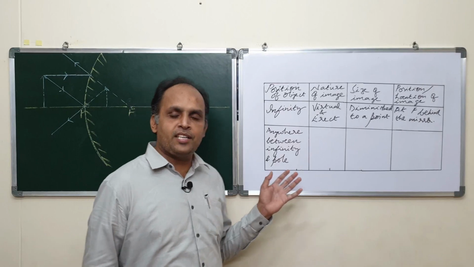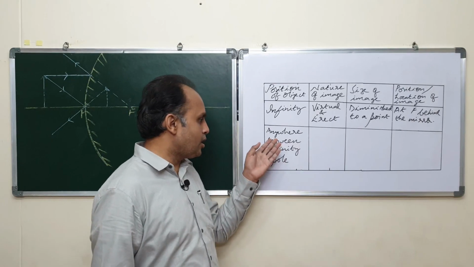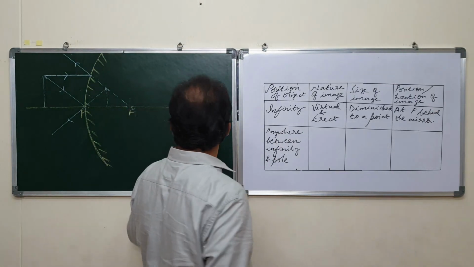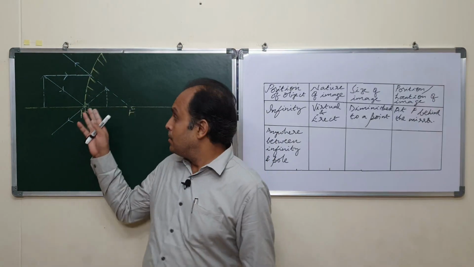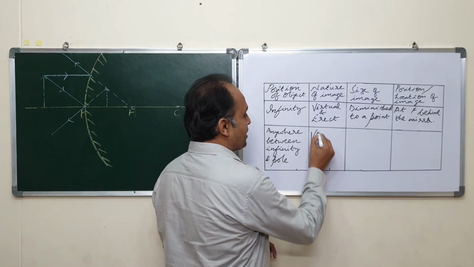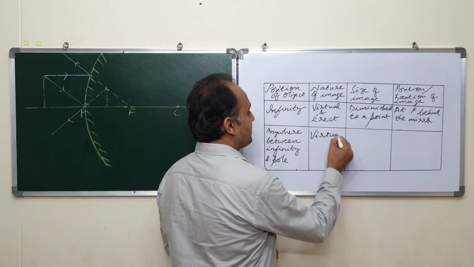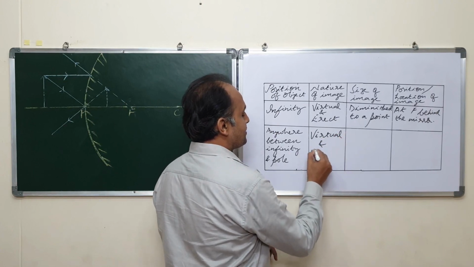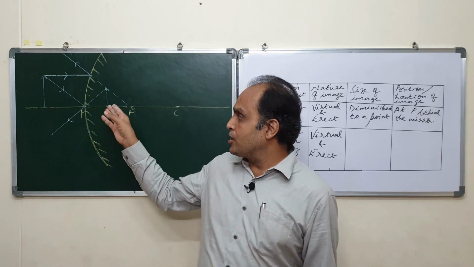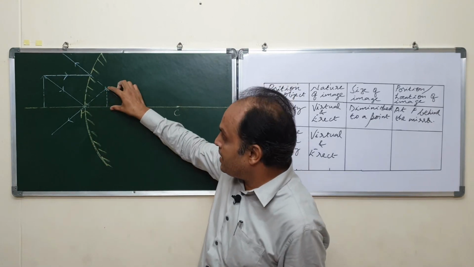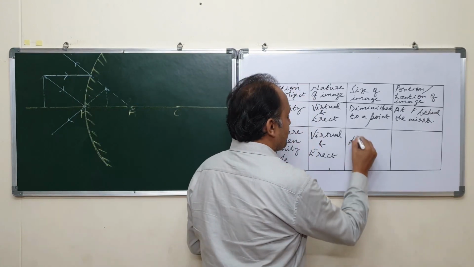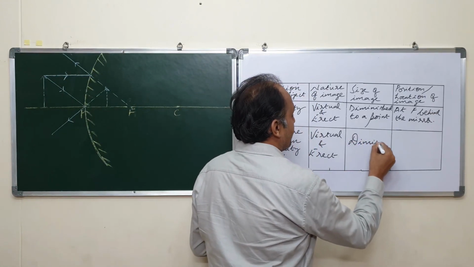Right. So let us see the characteristics of the image formed when the object is anywhere between infinity and pole. We know that the rays of light are appearing to diverge from this point, so they are not actually meeting. So the image is virtual and erect, just like the previous case. And the image is not diminished to a point, but it is definitely smaller than the object. So it is just diminished. The image is diminished.